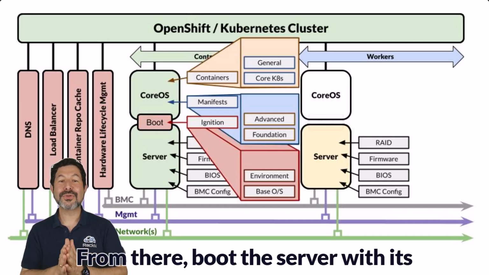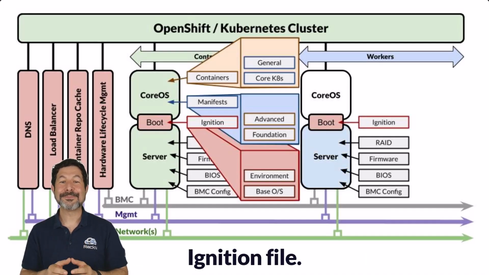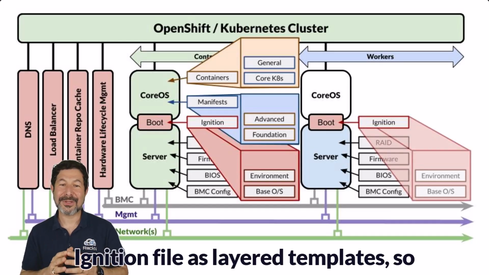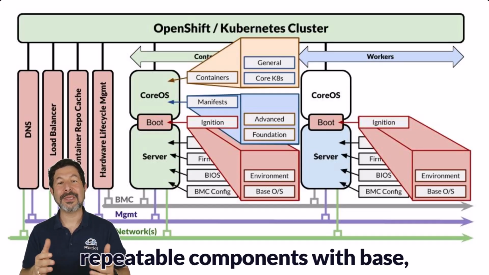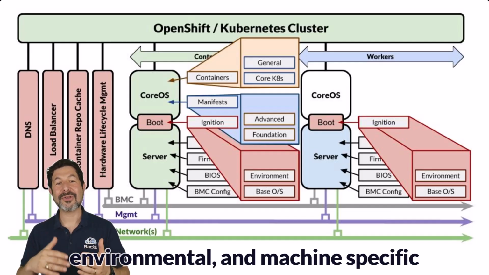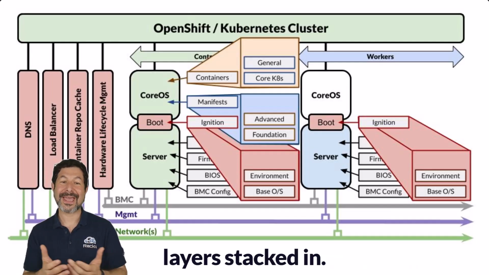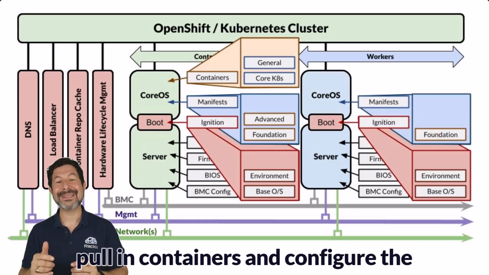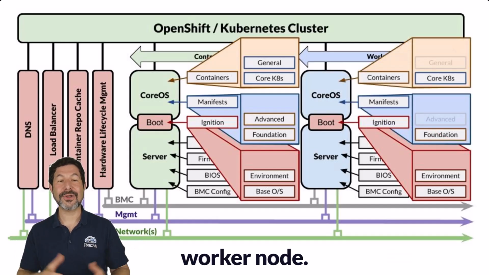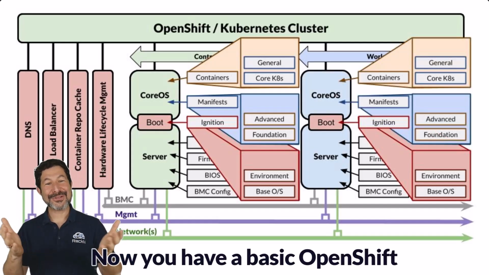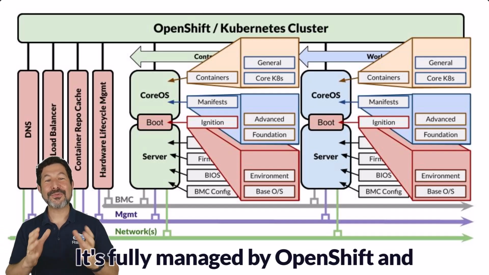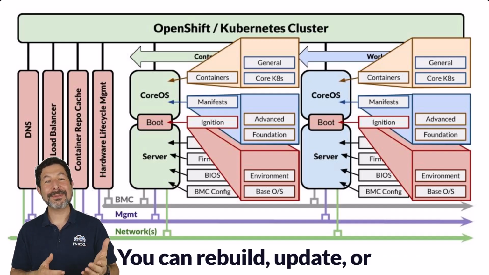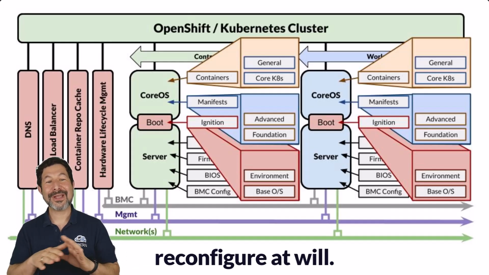From there, boot the server with its ignition file. It is very important that you treat the ignition file as layered templates so that you can have consistent, repeatable components with base, environmental, and machine-specific layers stacked in. Once booted, apply manifests that pull in containers and configure the worker node. Now you have a basic OpenShift cluster running. It's fully managed by OpenShift and integrated with the Lifecycle Manager. You can rebuild, update, or reconfigure at will.